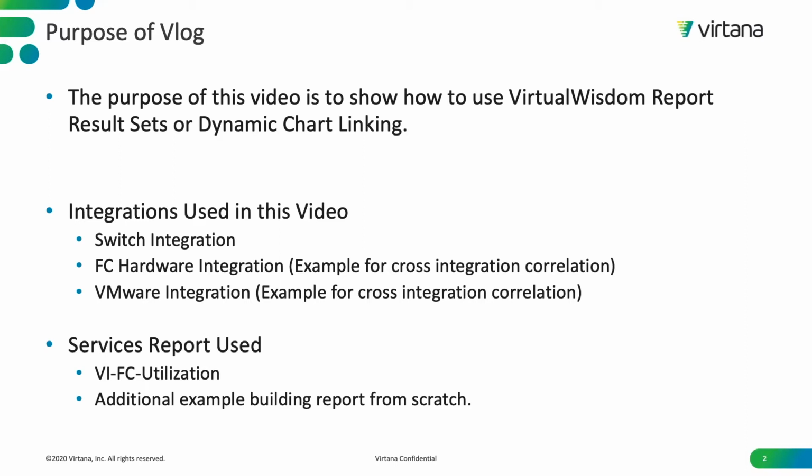The integrations we will use in this video are the switch integration, and we'll also use our fiber channel hardware and VMware integration as examples of cross integration correlation. The services report we will use for this example will be the fiber channel utilization report, and we will also do an additional example around building out a report from scratch using result sets.